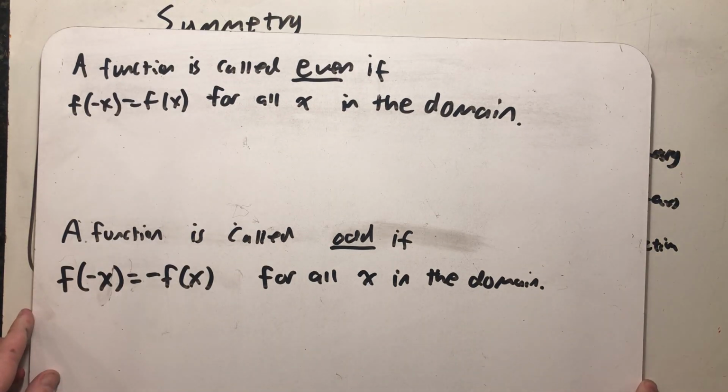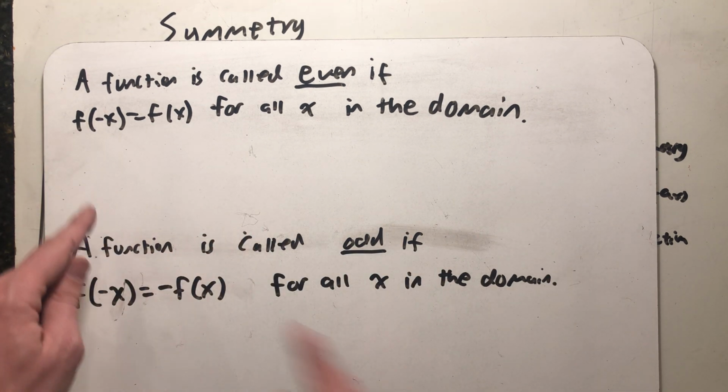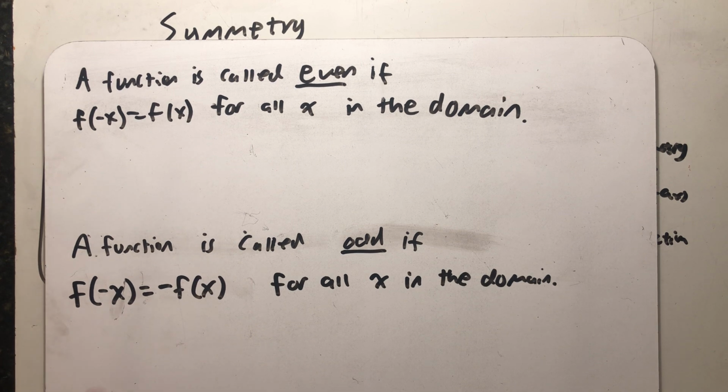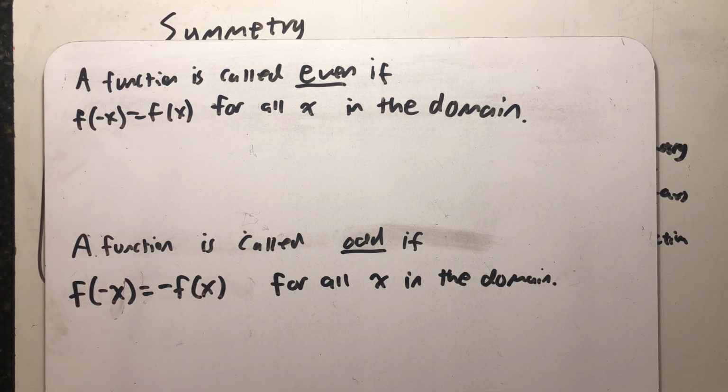So I've written those two statements down here. A function is called even if f of minus x is equal to f of x. You replace x with minus x and nothing happens. A function is called odd if f of minus x is equal to minus f of x. You replace x with minus x and you get the exact opposite thing that you started with.